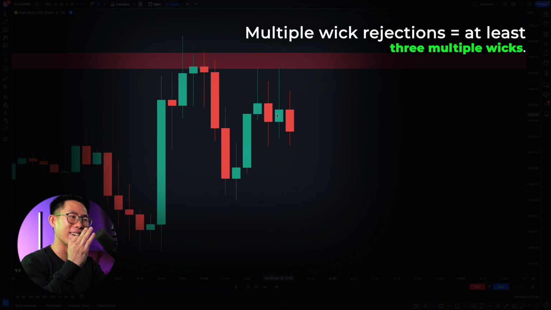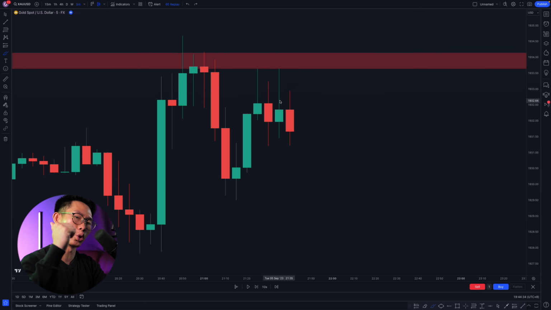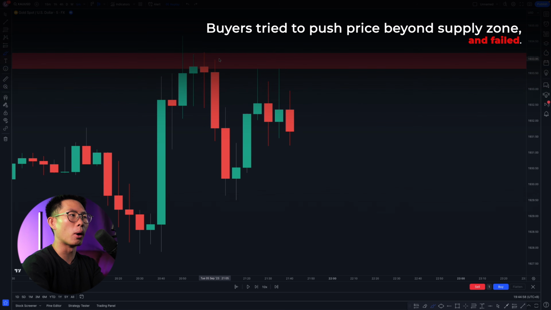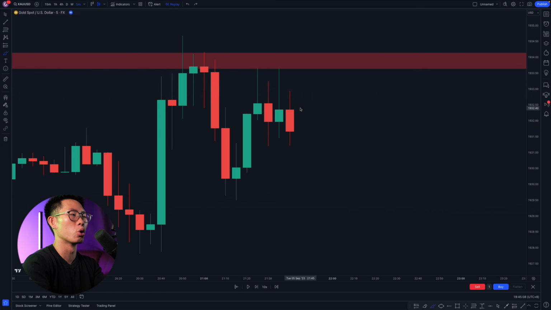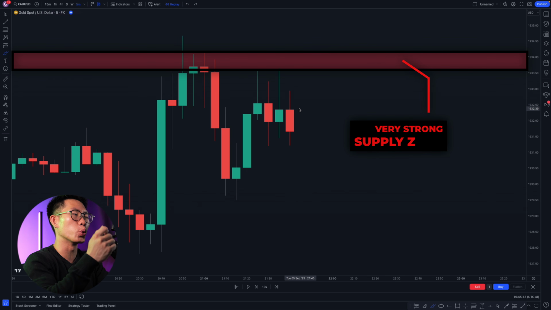When you're looking for multiple wick rejections, make sure that you look for at least 3 candlestick wicks. 1, 2, 3. 3 wicks, good to go. But basically, the reason it was multiple wicks is because price has tried to challenge this key supply zone multiple times, right? The buyers tried to push the price up, but they failed 1, 2, 3, 4, 5, 6, 7, 8 times. 8 times they failed miserably. And since they failed so many times, you will know that this is a very strong supply zone, right?